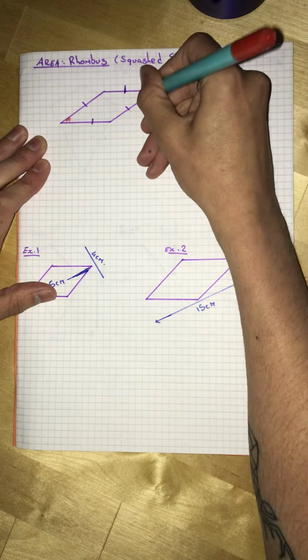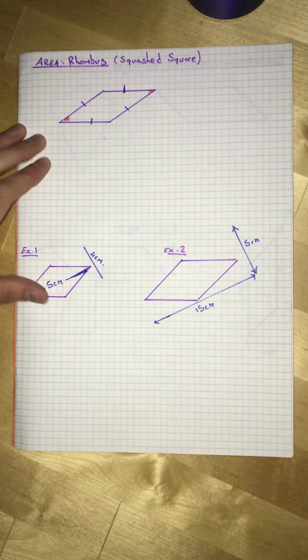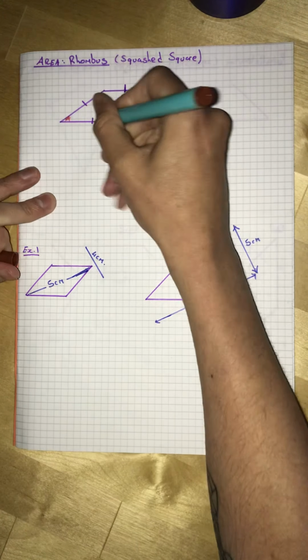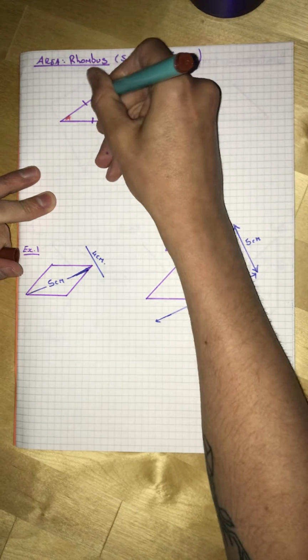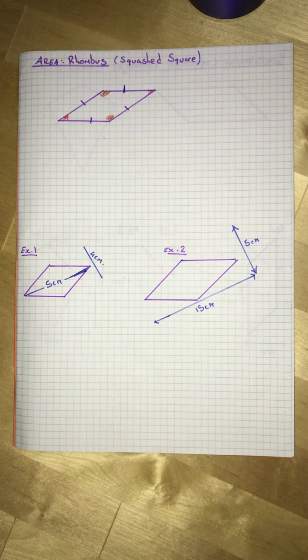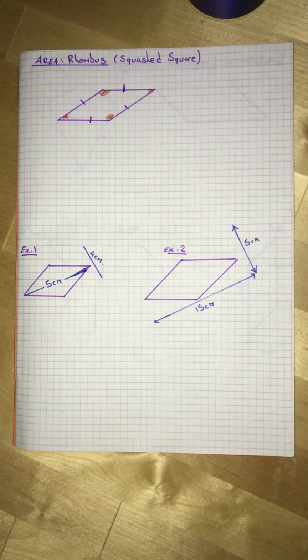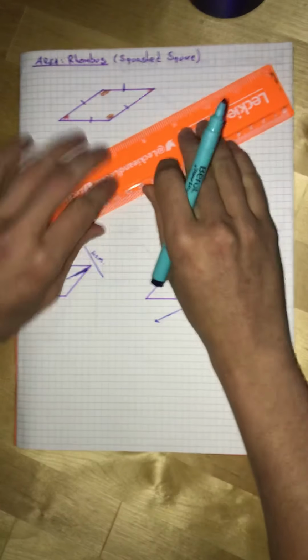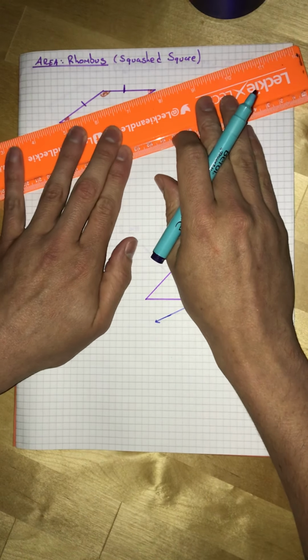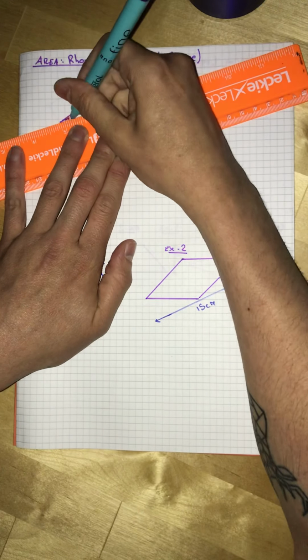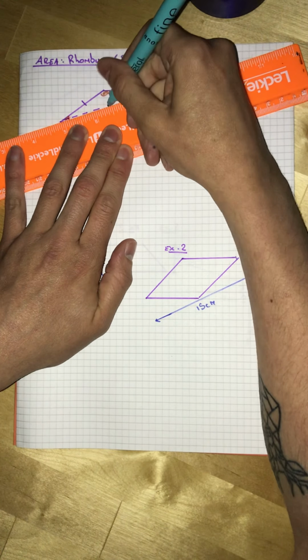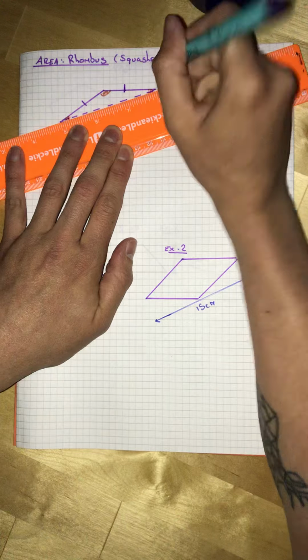However, those two angles will be the same, and these two angles will be the same. And there's another important part of the rhombus we need to remember, and that's what we call the diagonals. And the diagonals join the corners of the two-dimensional shape.